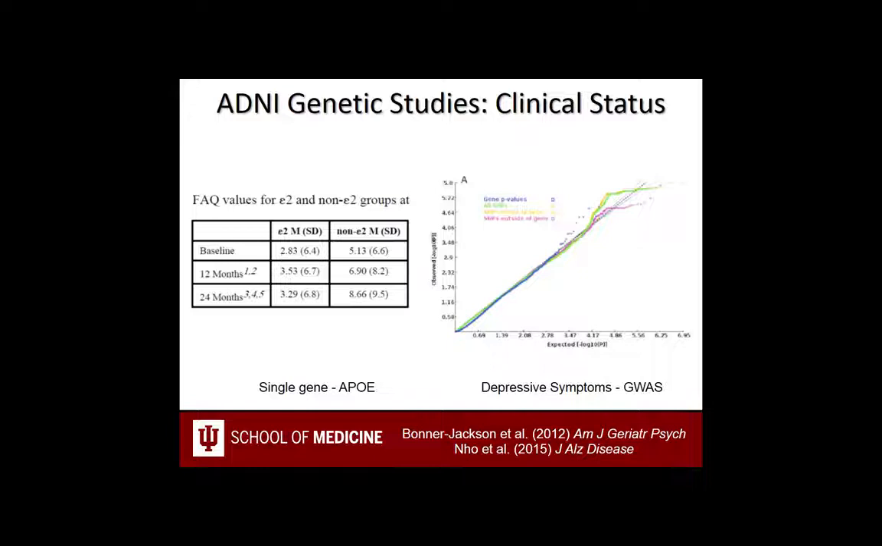So looking at single gene, and a ton of times when I show a single gene, it's going to be ApoE. I tried to pick some examples that weren't ApoE, but a lot of times they're going to be ApoE. So in this case, they were looking at whether the E2 allele was protective for functional decline over time. And in fact, they showed that those who carried an E2 allele showed lower functional decline.